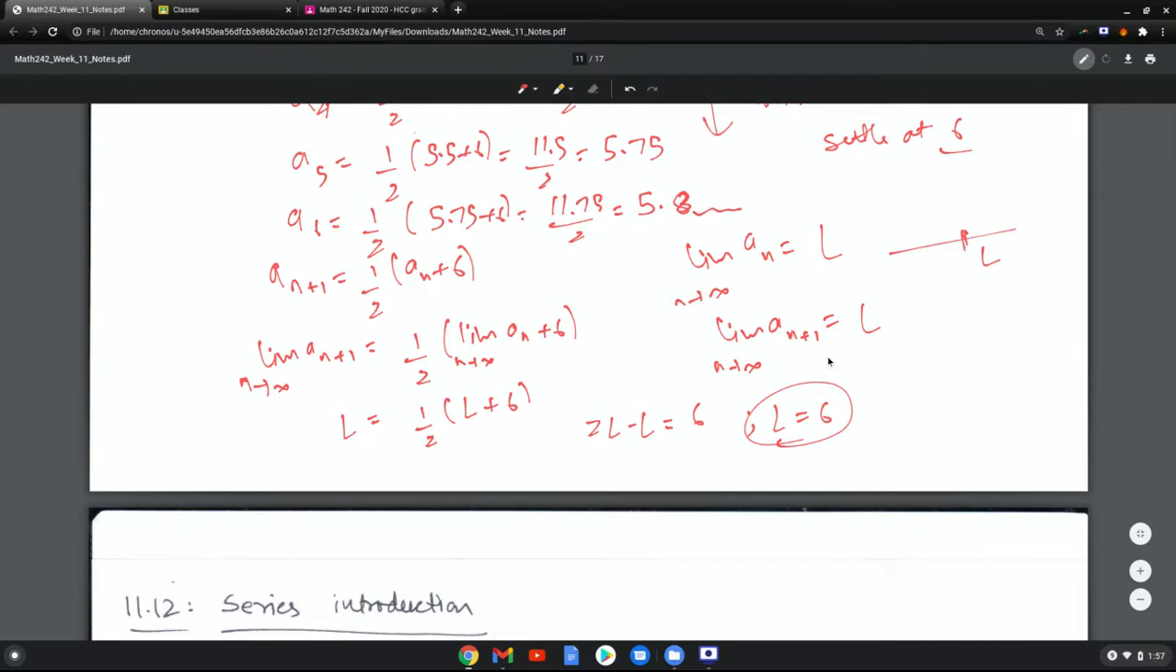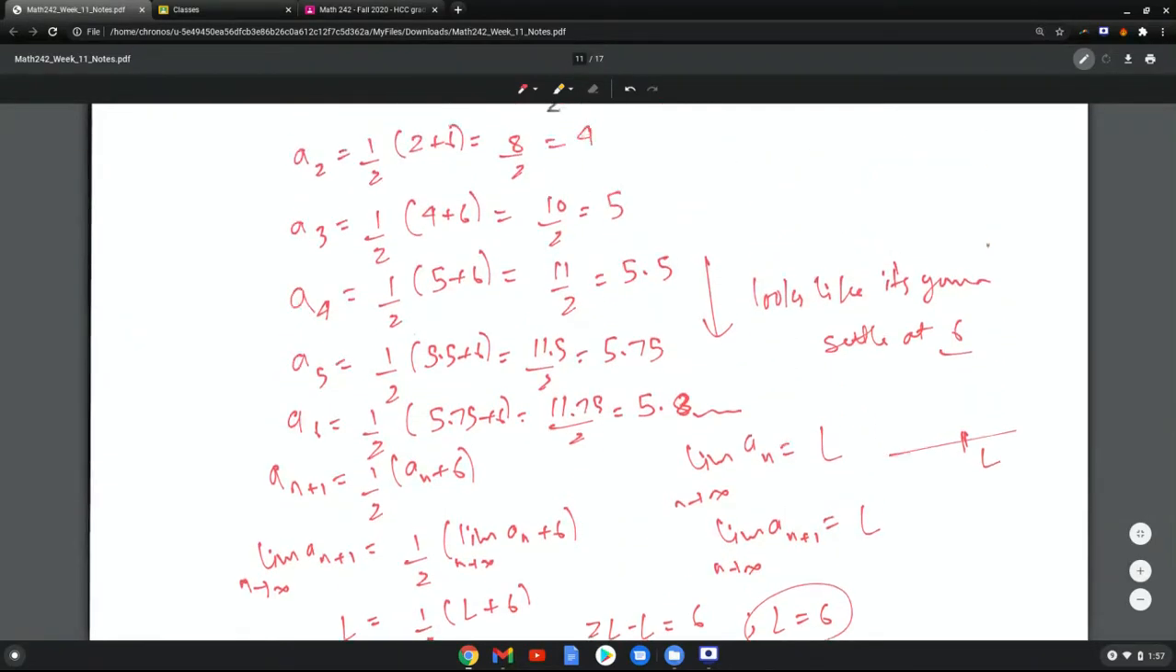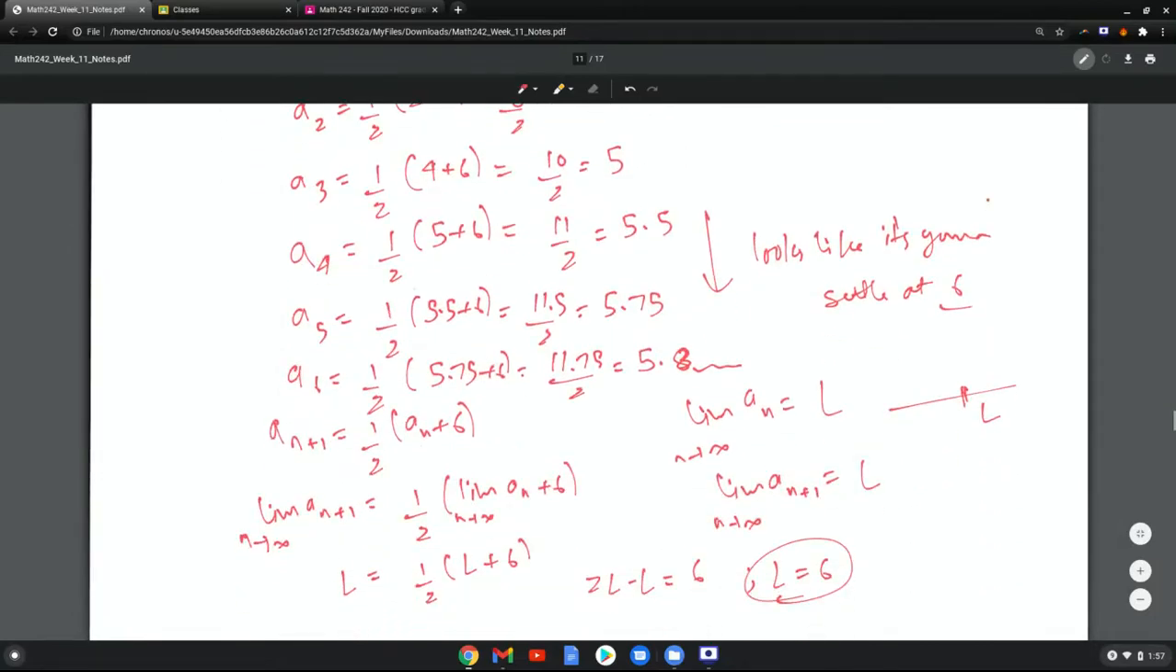So this is a pretty common method for working out recurrence relationships to find the limit of the sequence.